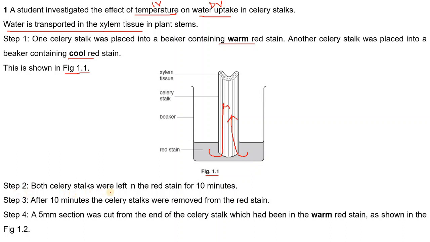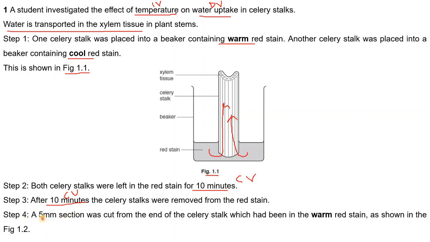Step 2. Both celery stalks were left in the red stain for 10 minutes. Now, as both the stalks were kept for the same time in the red stain, this will become one of our constant variables. Step 3. After 10 minutes, the celery stalks were removed from the red stain. Again, as the same time is kept for both the stalks, it will become another constant variable.